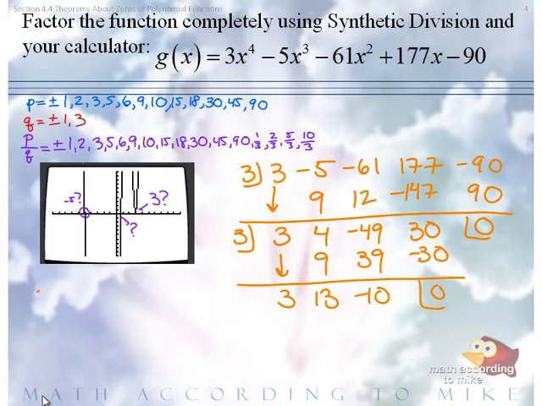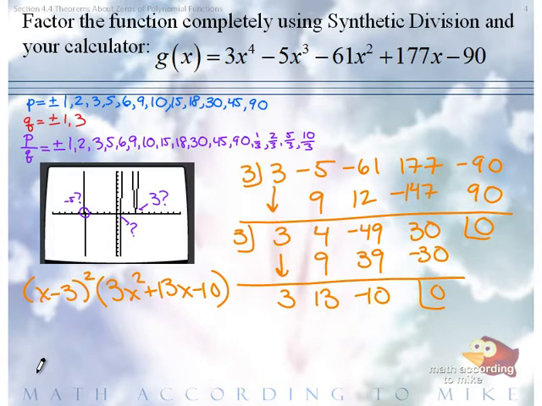So far, this factors as 3 worked twice, so that means it will be x minus 3 quantity squared times our something, which would be 3x squared plus 13x minus 10. That's what we have so far.